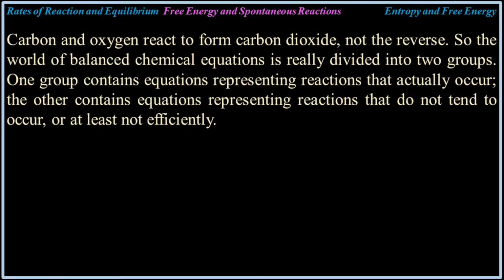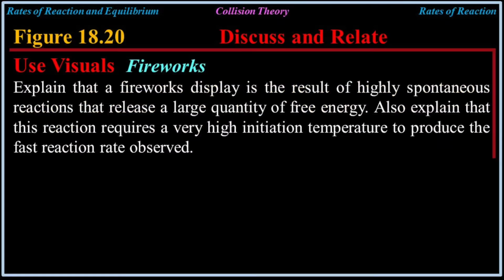Carbon and oxygen react to form carbon dioxide, not the reverse. So the world of balanced chemical equations is really divided into two groups. One group contains equations representing reactions that actually occur. The other group contains equations representing reactions that do not tend to occur, or at least not efficiently.